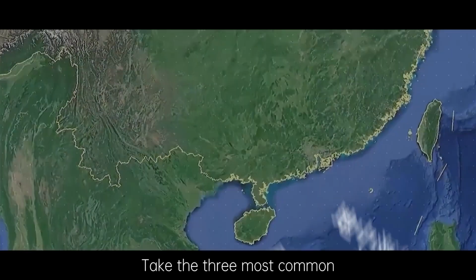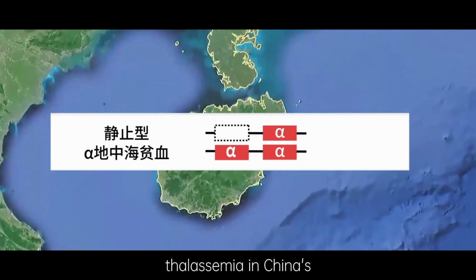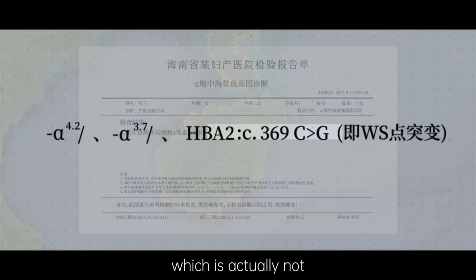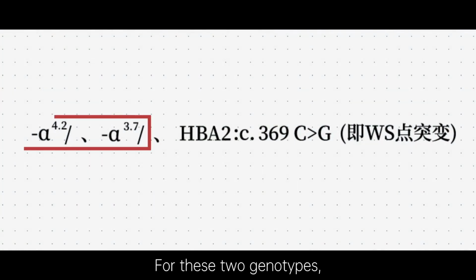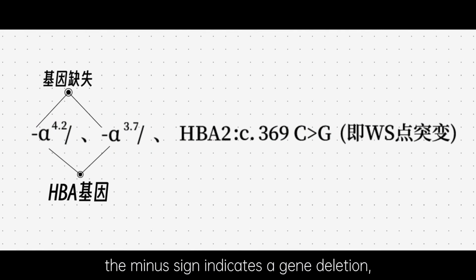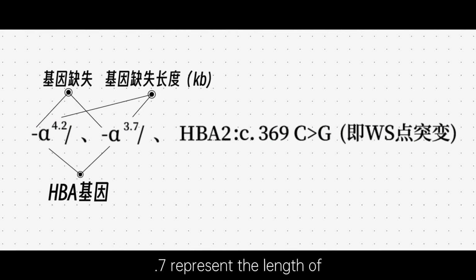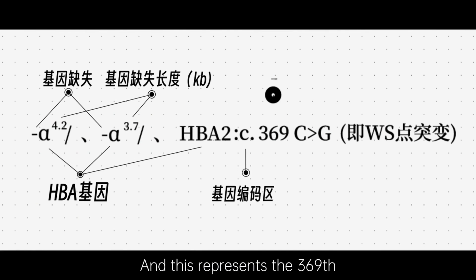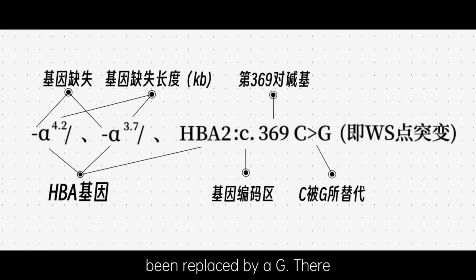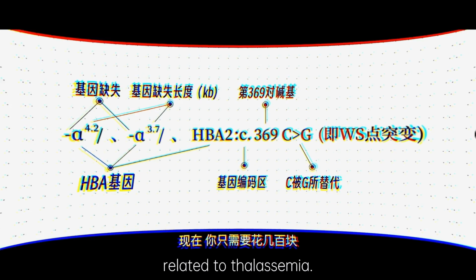Take the 3 most common silent mutations of alpha thalassemia in China's Hainan region as an example. On your test report, the genotype will be written in this format, which is actually not that hard to understand. For these 2 genotypes, alpha represents the HbA gene. The minus sign indicates a gene deletion, and 4.2 and 3.7 represent the length of that HbA gene deletion. And this represents the 369th base pair of the HbA2 gene. Compared to the reference sequence, the C at this position has been replaced by a G. There are many other mutant genotypes related to thalassemia.